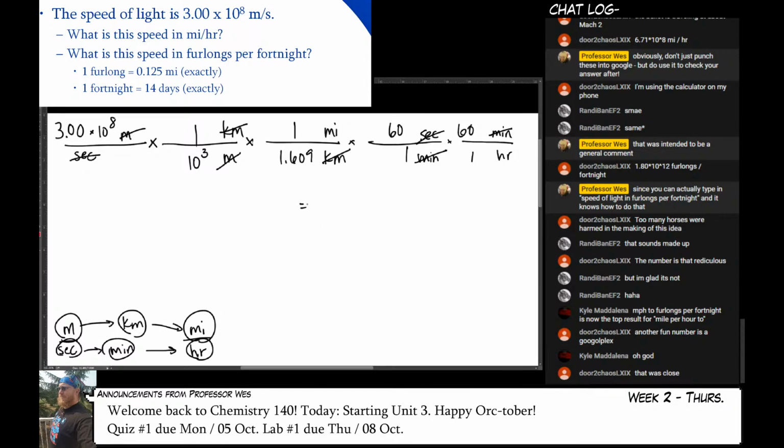All right, and I put my phone on my calculator. That's a bad spot for it. 3 times 10 to the 8. I'm going to make it do scientific notation for that for me. Answer. And I got this. 6.712 times 10 to the 8. I'm not going to keep all of those sig figs. This is in miles per hour.